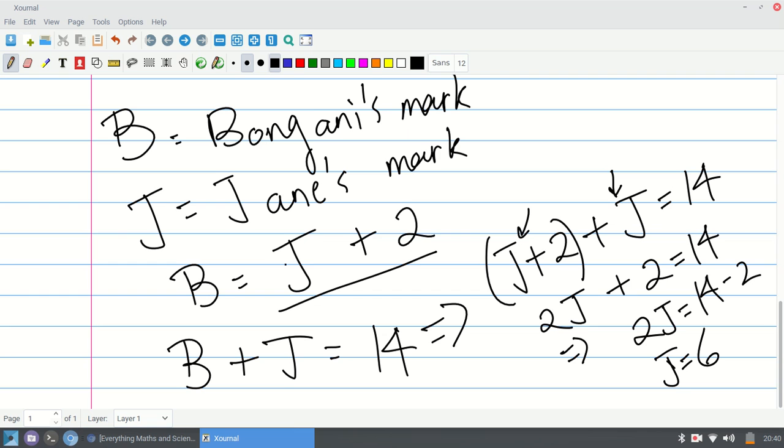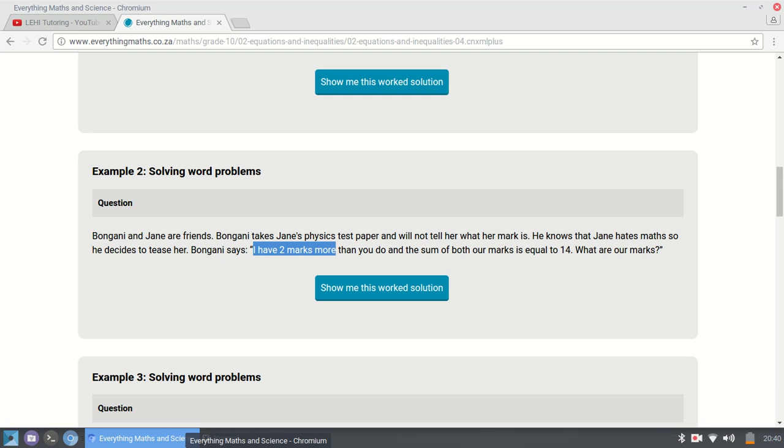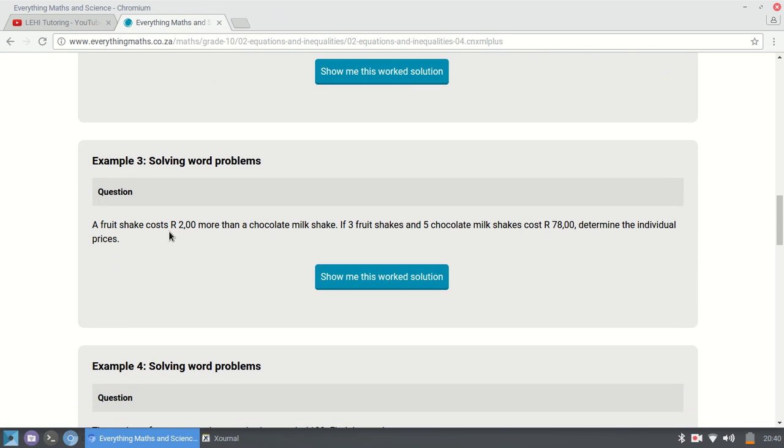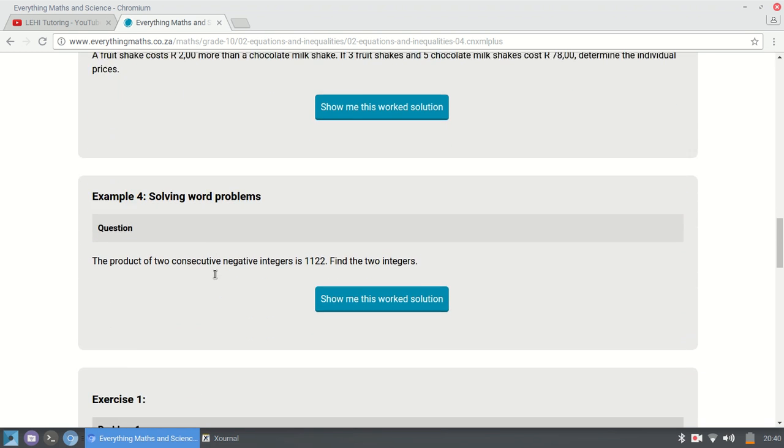Now, Bongani's mark is 2 more than Jane's, so Bongani's mark must be 8. So we just found both grades. I think they're probably both out of 10. I think that's safe to say. Okay, I don't know what kind of currency this is. It says R2,00, so I'm just going to skip that.